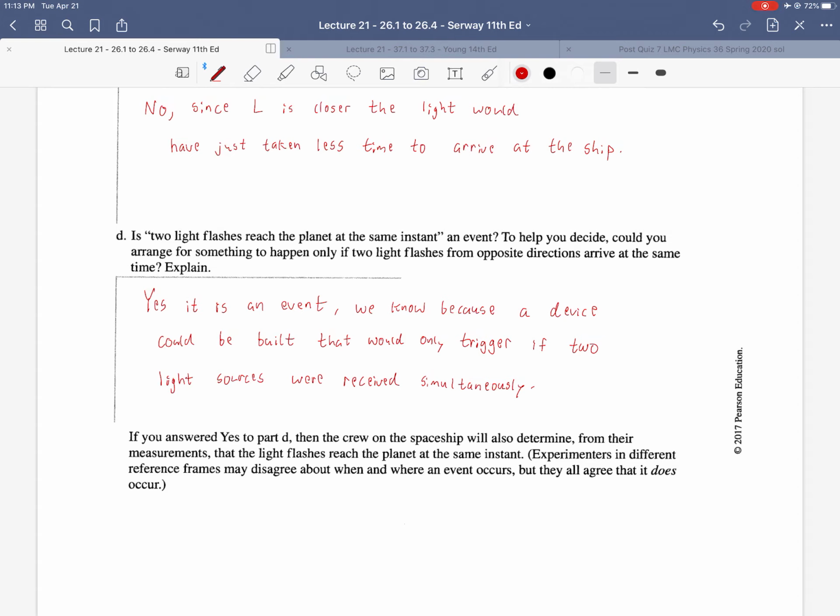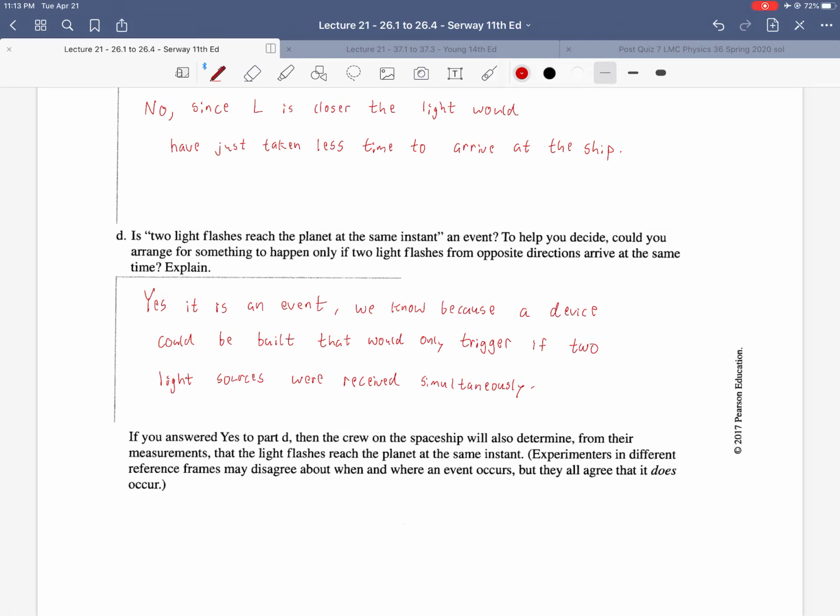So, if you answered yes to part D, which we did, then the crew on the spaceship will also determine from their measurements that the light flashes reach the planet at the same time. Observers in different reference frames may disagree about when and where an event occurs, but they all agree that it does occur. So again, the light waves arriving simultaneously on the planet is an event. It's irrefutable. It must have happened in all reference frames.